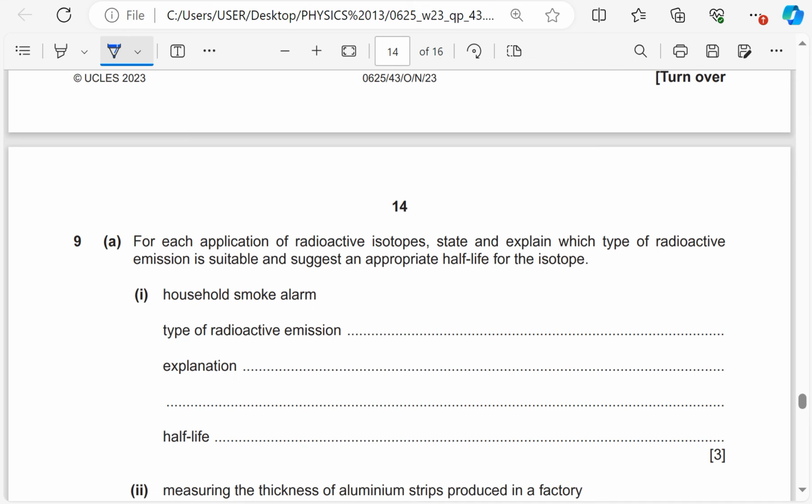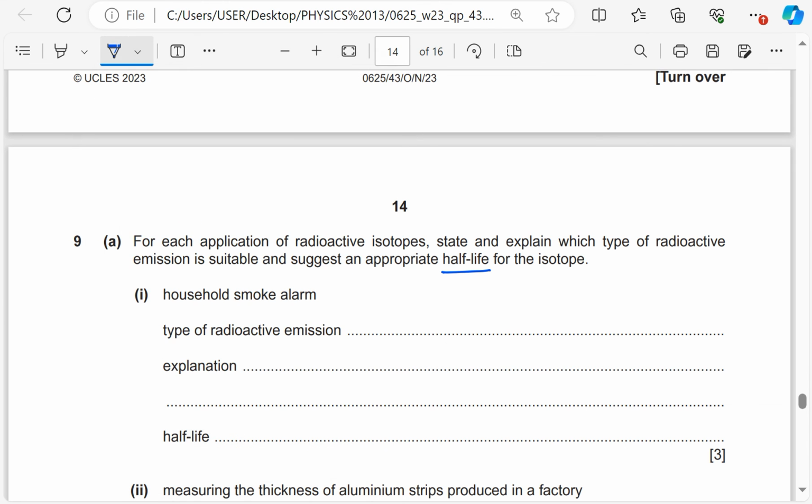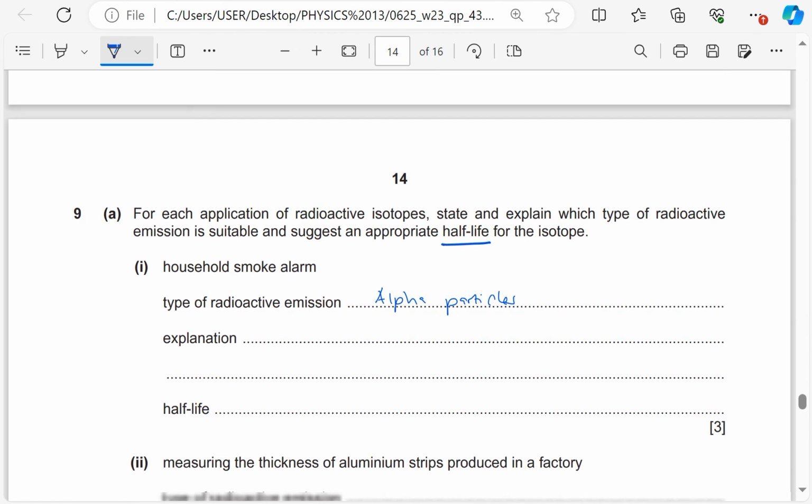For each application of radioactive isotopes, state and explain which type of radioactive emission is suitable and suggest an appropriate half-life for the isotope. Household smoke alarm. I think for a household smoke alarm, we use alpha particles. Alpha particles are used for household smoke alarms. The type of radiation is alpha. Of course, alpha particles have a very high half-life.